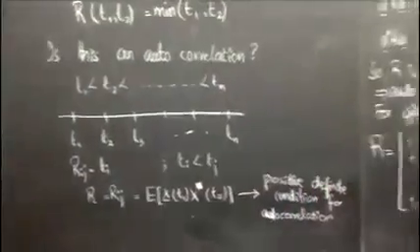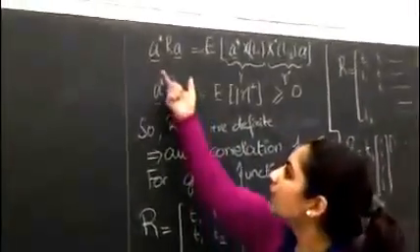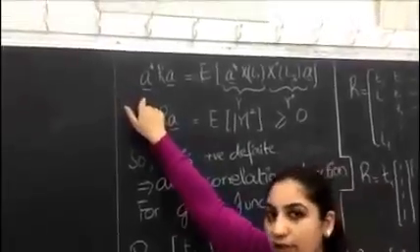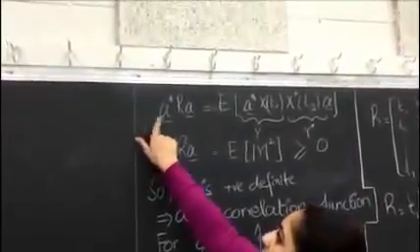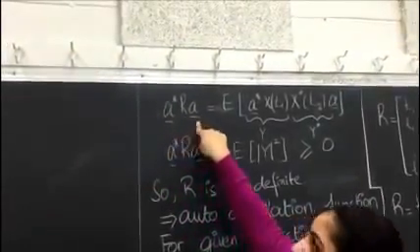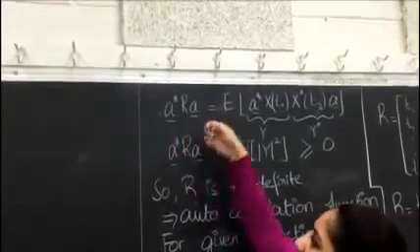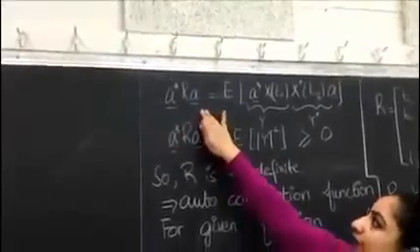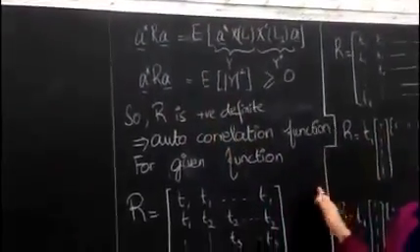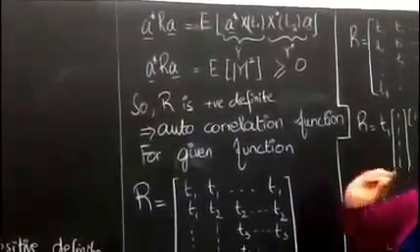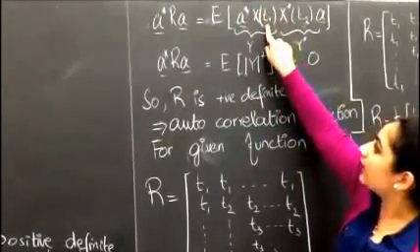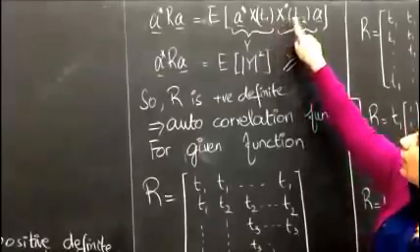To prove that, we take a scalar matrix A, and it can be real or complex, and then we take A conjugate R A, and we have to prove that if this product is a positive number, positive definite, then this function is an autocorrelation function. So for that, we have A conjugate x(t1), x(t2) conjugate into A.